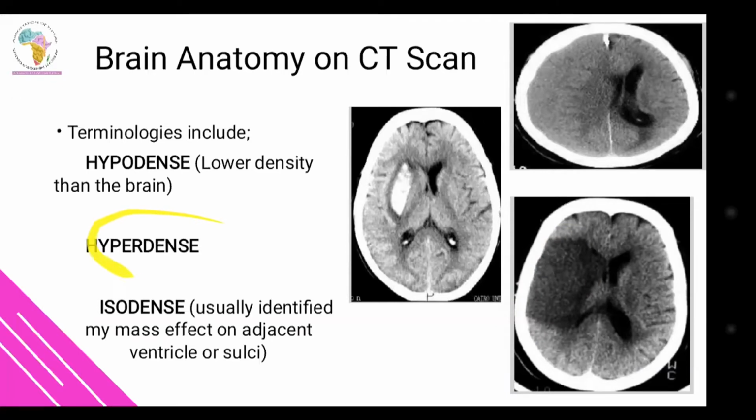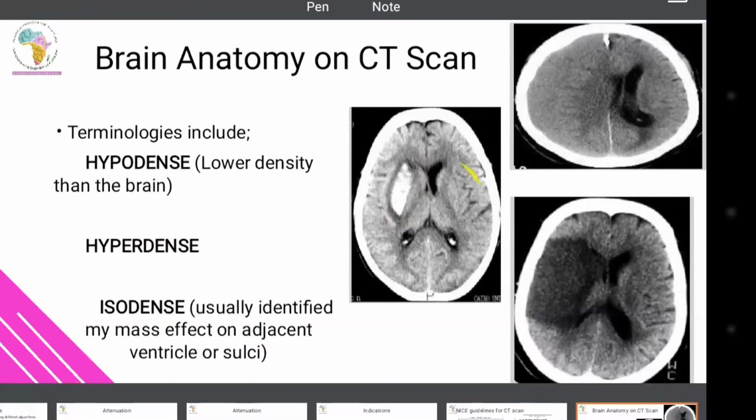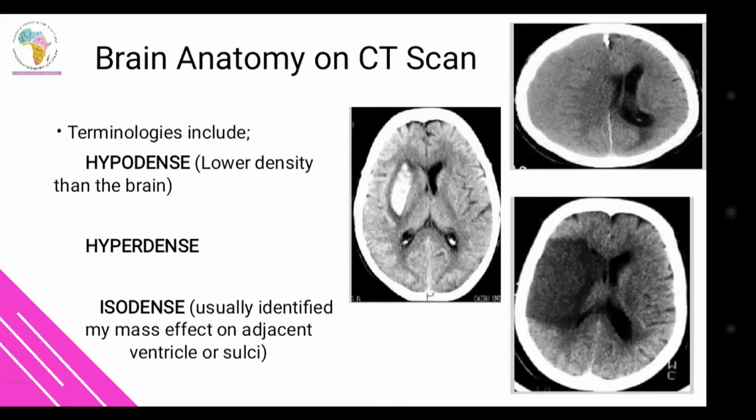Anything you see that is white, as you can see here, is a hyperdense lesion. You see that here is whiter compared to the brain. So that's why we're talking about a hyperdense lesion. Now, here you have an isodense lesion. That is, it is the same density as that of the brain.